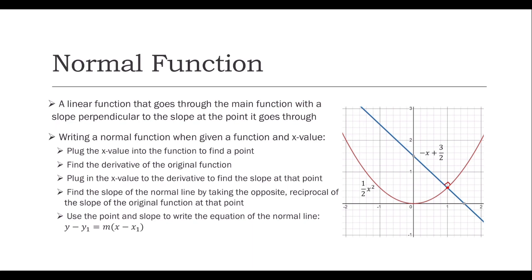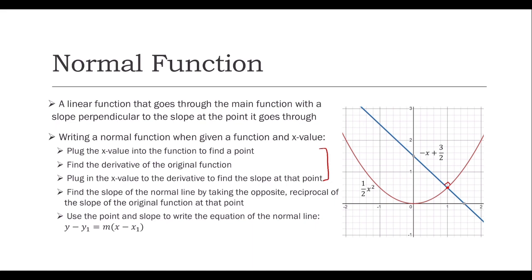So to write a normal function, when given a function and an x value, you'll plug the x value into the function to find a point. Then you'll find the derivative of the original function and plug in the x value to the derivative to find the slope at that point. So up to this step, it's the same as your tangent function, but then you need to find the slope of the normal line by taking the opposite reciprocal of the slope of the original function at that point.